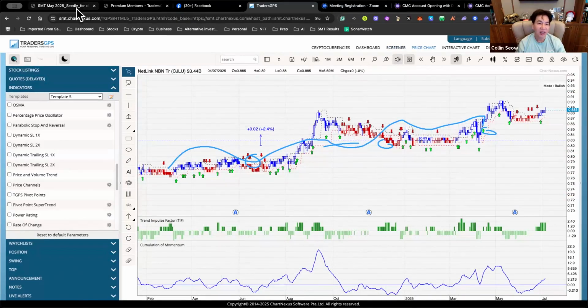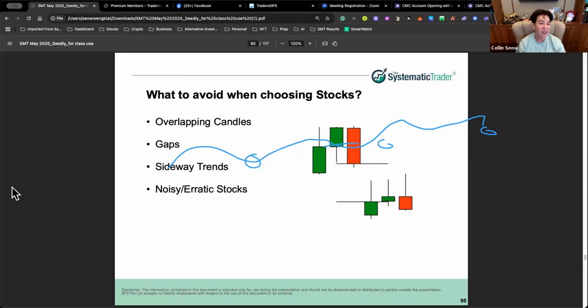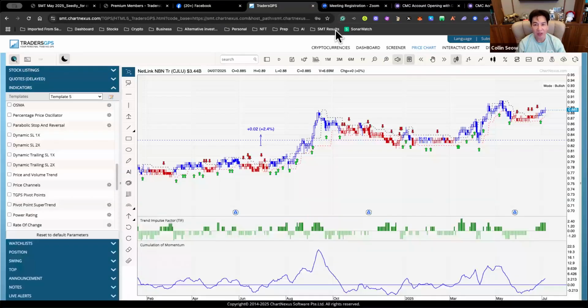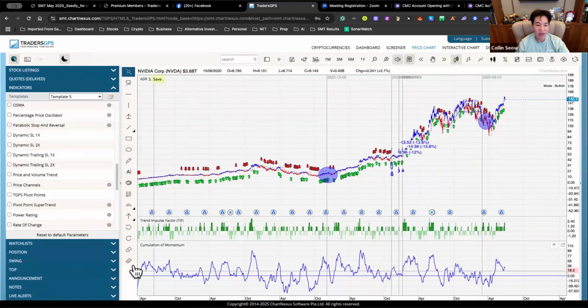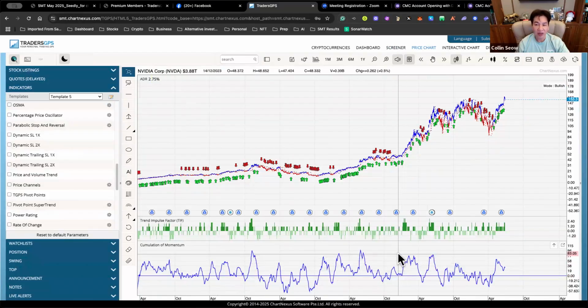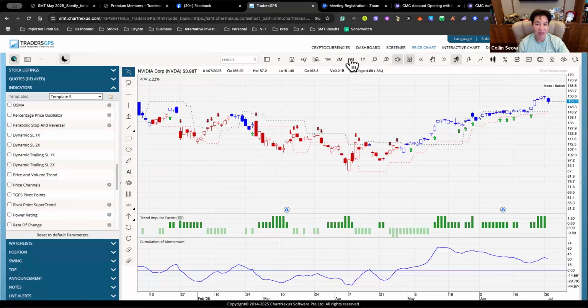Next one is what we call a sideways trend. This is important. Do not trade sideways trend stocks. Okay, what do you mean by a sideways trend stock? If, let's say, you go to NVIDIA just now, and you click on 6 months. Can you see that? 6 months over here. Yes, you can see.